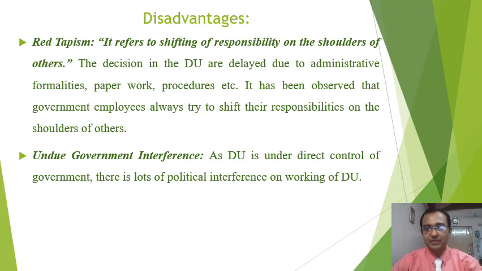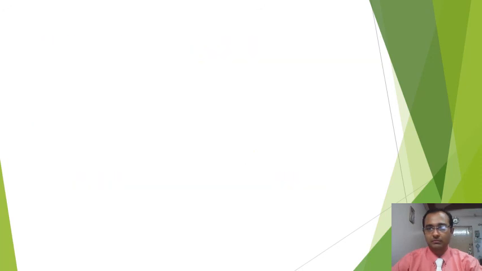The last one is undue government interference. As you know, the DU is under direct control of the government, so there is lots of political interference in the working of departmental undertakings and in the decisions also.